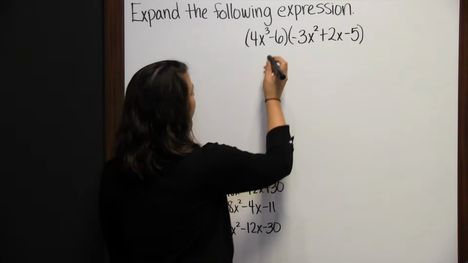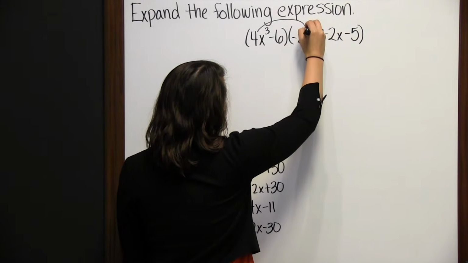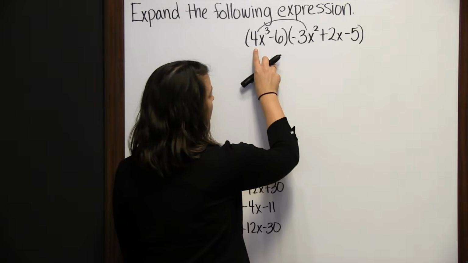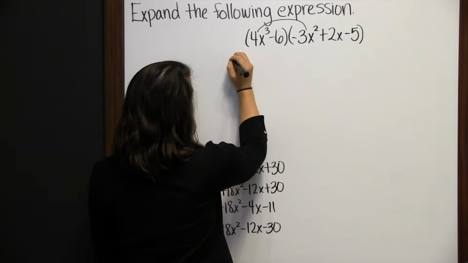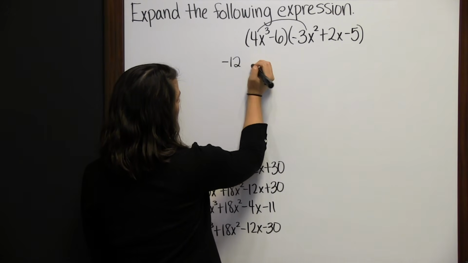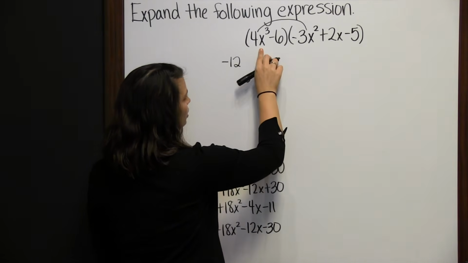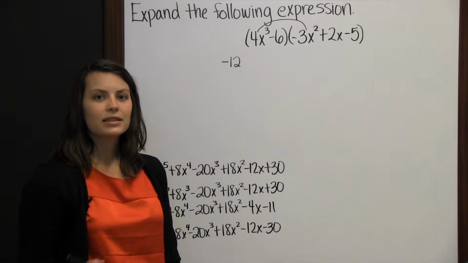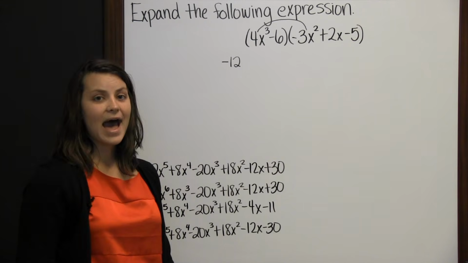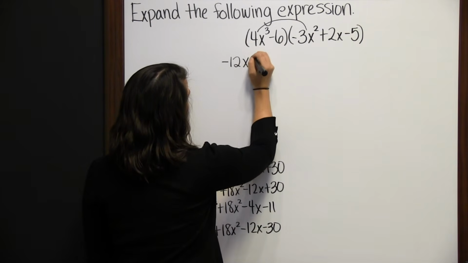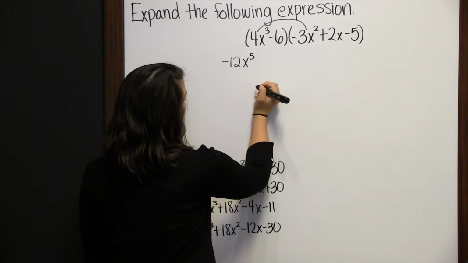Let's get started. 4x cubed times negative 3x squared. That's a positive times a negative, which is a negative. 4 times 3 is 12. X cubed times x squared, when we multiply like bases, we add the exponents. So 3 plus 2 is 5. That's x to the 5th.